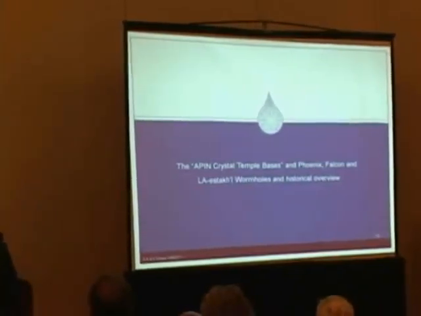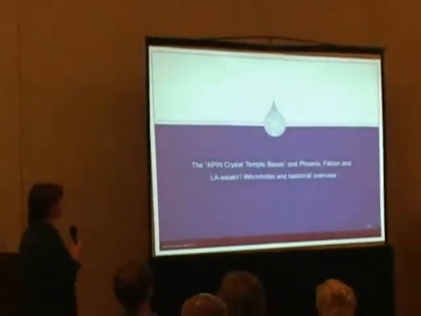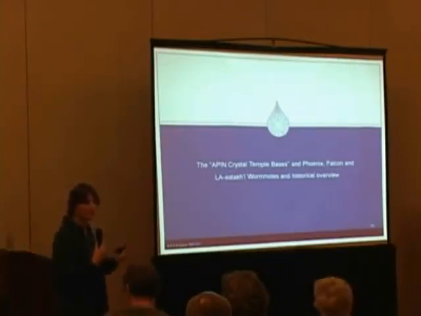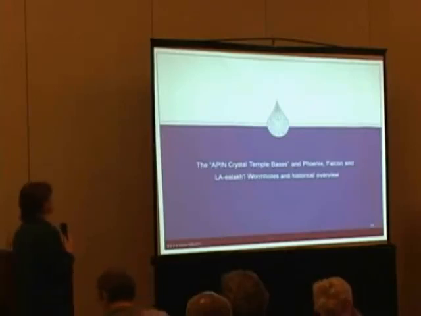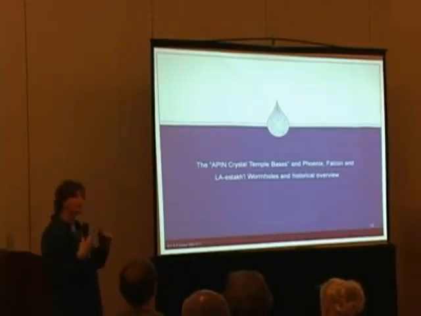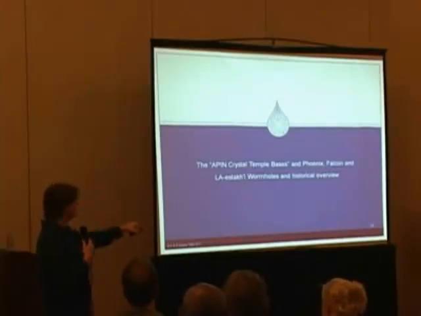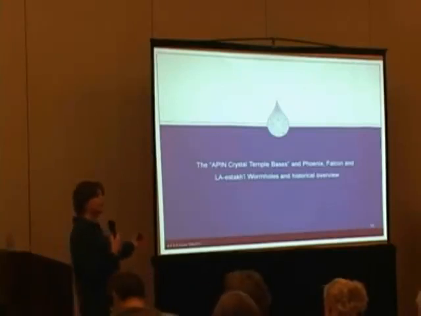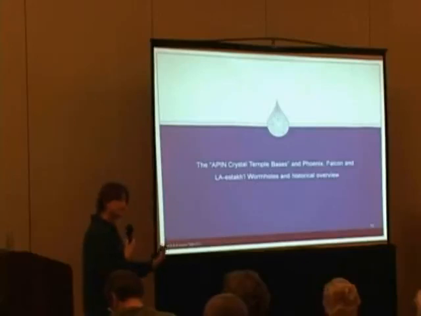All right, so this is the APIN Crystal Temple bases, the Phoenix and the Falcon and the Leostaki wormholes, and historical overview. Now, there is so much information in Voyagers 2. I couldn't possibly put it all in one presentation in one day, maybe a few weeks of presentation. So the information is presented, it's not as detailed as it could be, but on the bottom of every slide I've put down where I found the information, so that if you need me to read what's on the bottom of the slide so you know where you can find more information, just ask me.